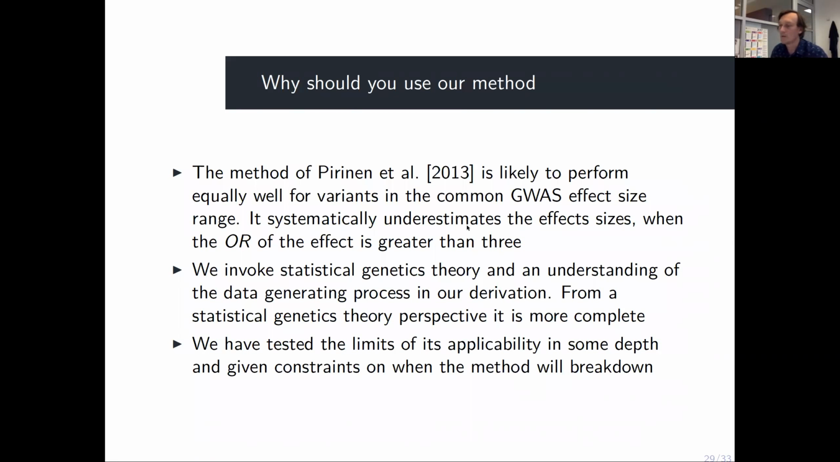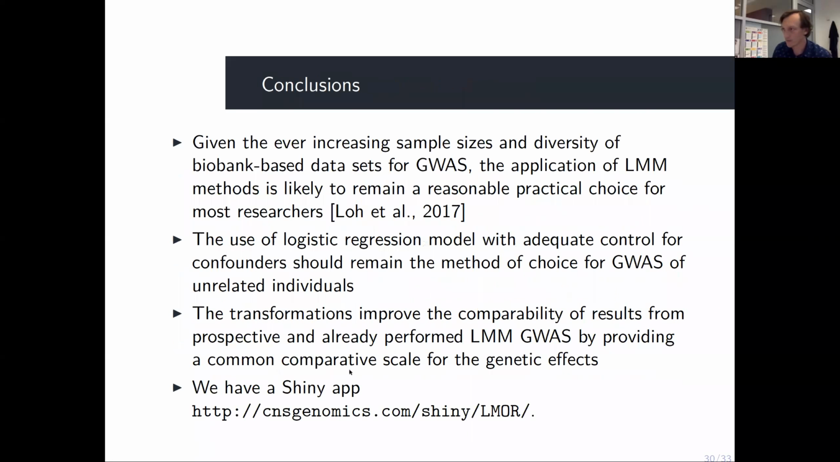So the one thing I do like about our method is that we invoke statistical genetics theory rather than using a Taylor series approximation around the logistic link function, which has no connection to statistical genetics. And so from that perspective, I feel it's more complete. We have tested the limits of the method quite substantially, and we try to give a lot of assurances and constraints on when our method would break down, and so hopefully, that's satisfying for the reader.